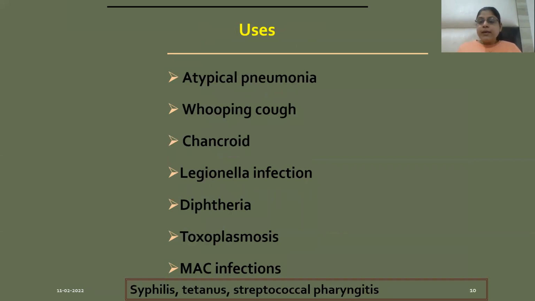The uses can be remembered by the mnemonic CLAP: C for chancroid, L for Legionella, A for atypical pneumonia, and P for pertussis or whooping cough. Other uses can be diphtheria, toxoplasmosis, and Mycobacterium avium complex infections. These are also effective against other gram-positive bacteria causing infections like syphilis, tetanus, and streptococcal pharyngitis.